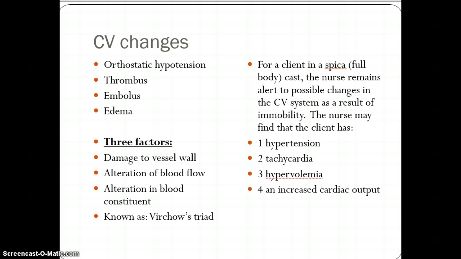Know that. For the client in a full body or spica cast, the nurse remains alert to possible changes in that cardiovascular system. The nurse may find that the client has, and the answer is number 2, tachycardia. The body is working harder, cardiovascular, as a result of immobility.